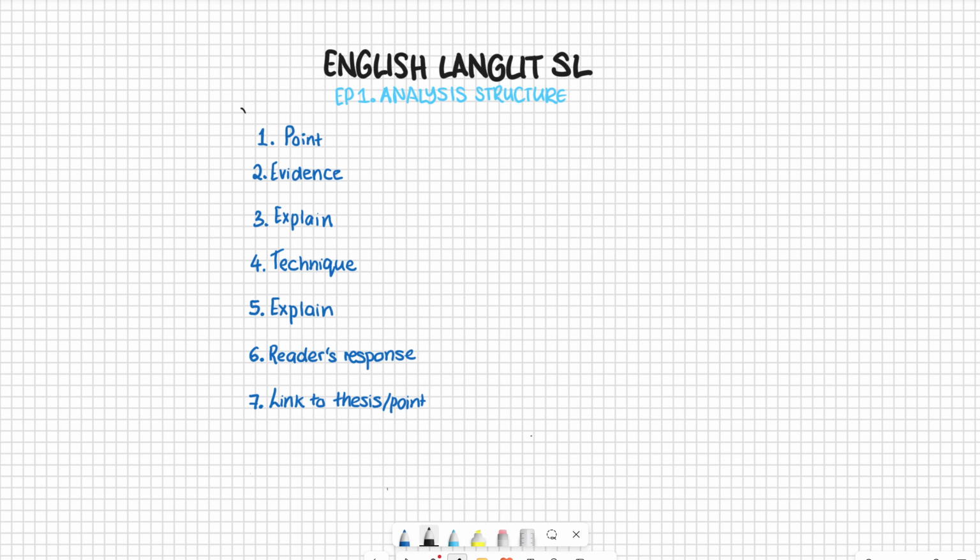Paper two is a literary analysis. And even for your IO, so that's your individual oral assessment, where you will be analyzing and comparing a literary text and a non literary text.